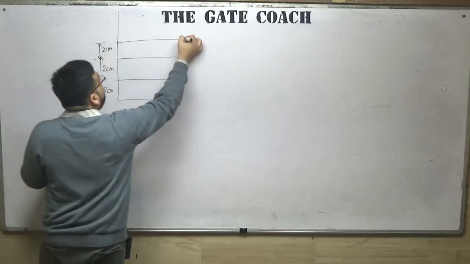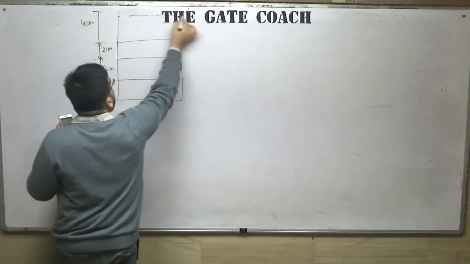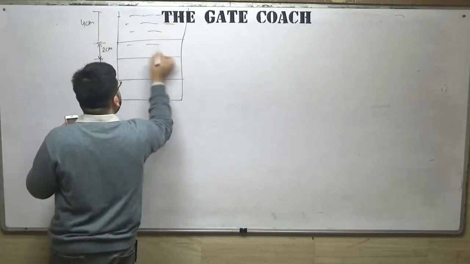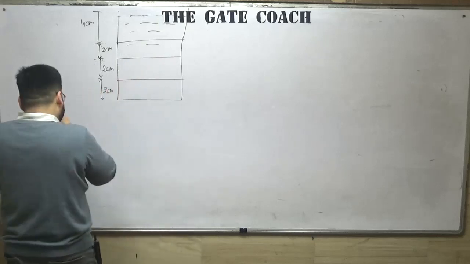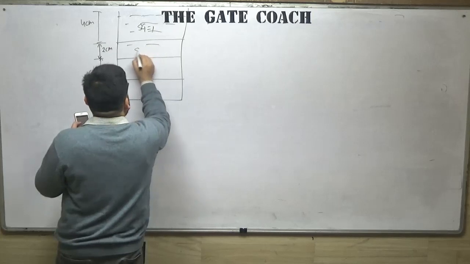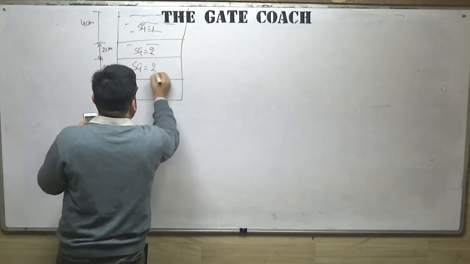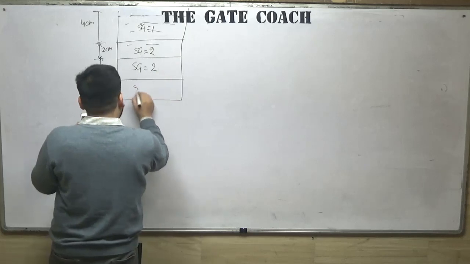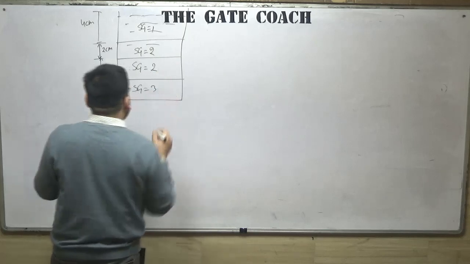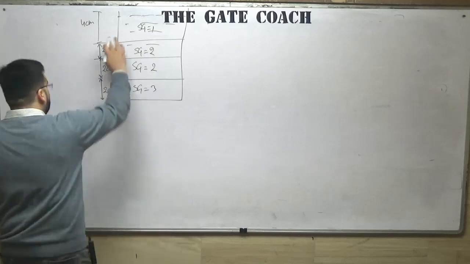And then it was 4 centimeter, then again 4 centimeter. So we had different fluids here, some fluid is here, some fluid is here. The specific gravity of this fluid was 1, of this fluid it was 2, of this fluid was also 2, and the specific gravity of this fluid was 3, which was at the bottom. So we had 3 fluids, specific gravities 1, 2 and 3.